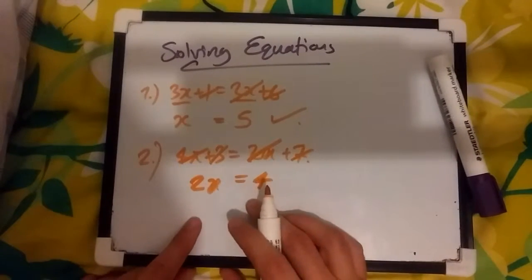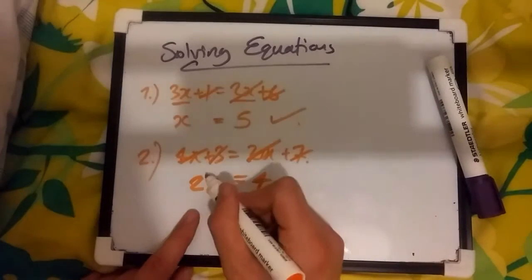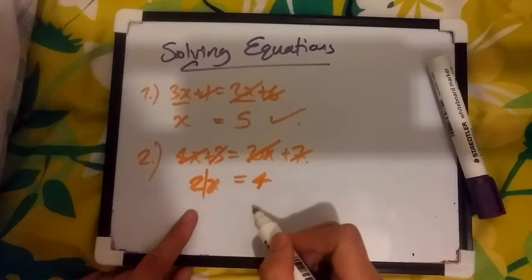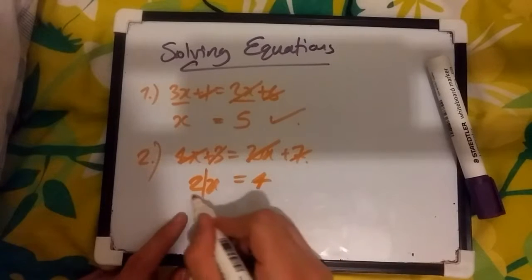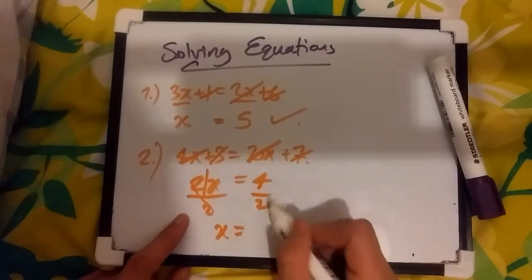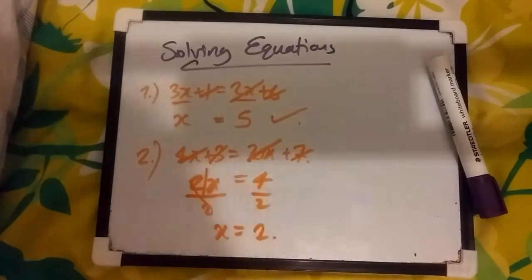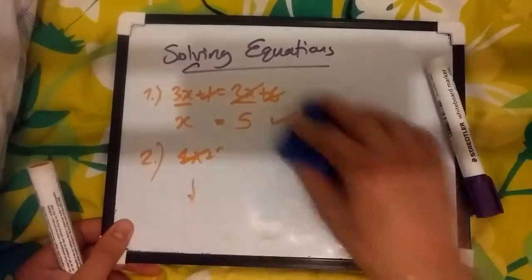Now, when you have a number next to an x, the way I tell my pupils is just simply divorce the two. Break them up, and divorcing them is like saying divide. So dividing both sides by 2, these two cancel. We're left with x equals 4 over 2, and 4 over 2 is just 2. Dead easy. So that's 2 questions done.